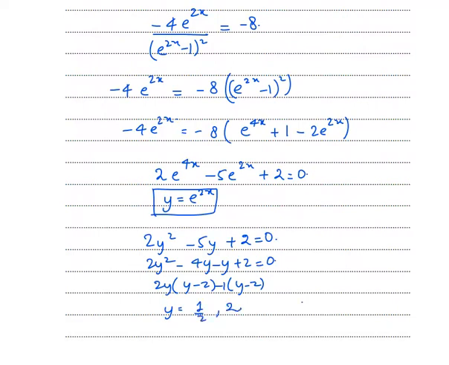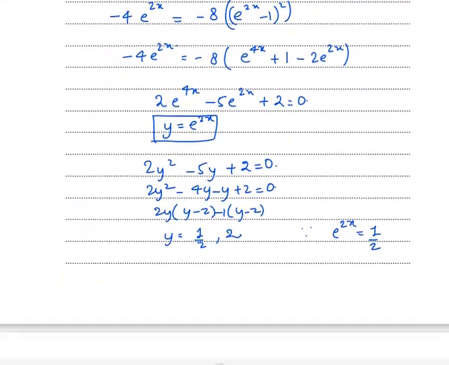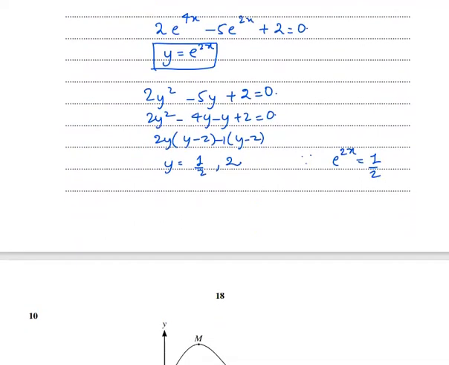Now since y was e to the power 2x, therefore I can write e to the power 2x equals 1 by 2, and e to the power 2x equals 2. So e to the power 2x equals 1 by 2 will not be a solution because e to the power 2x is a positive number. It will always be greater than 0, so it cannot be 0.5 for real x. So now I can take e to the power 2x equals 2.